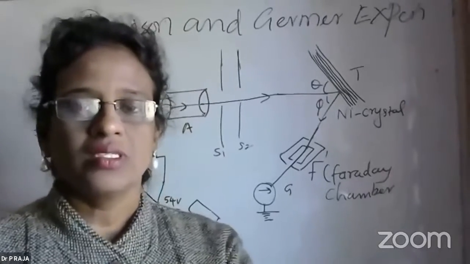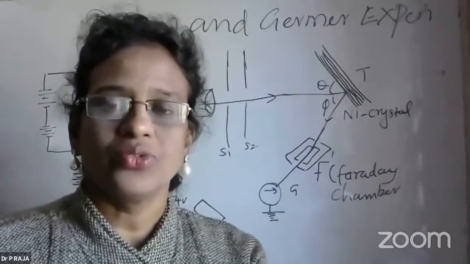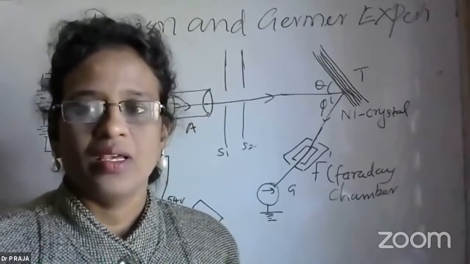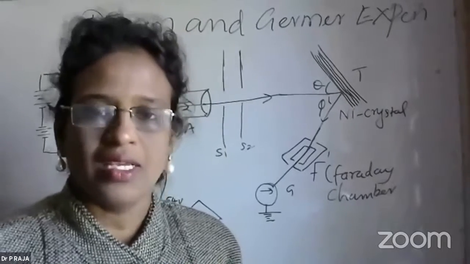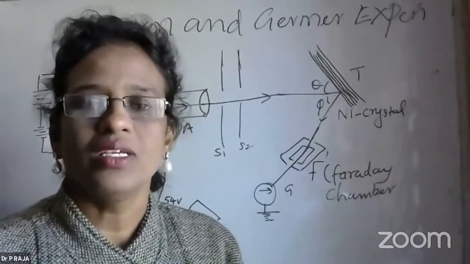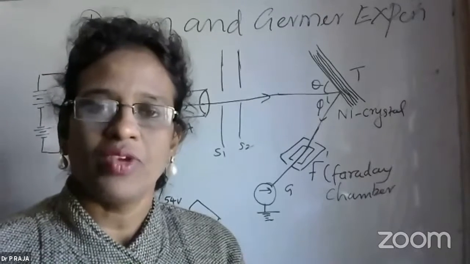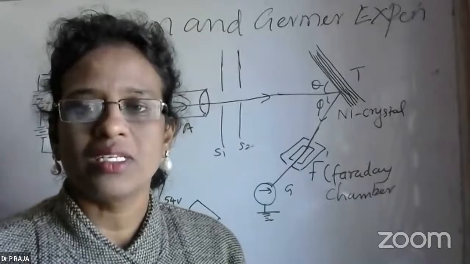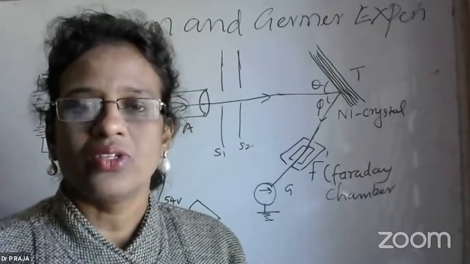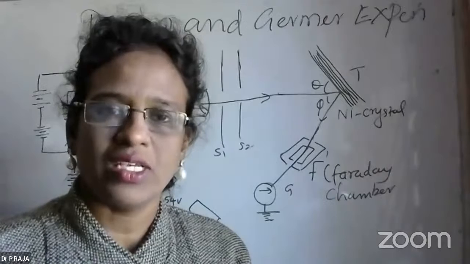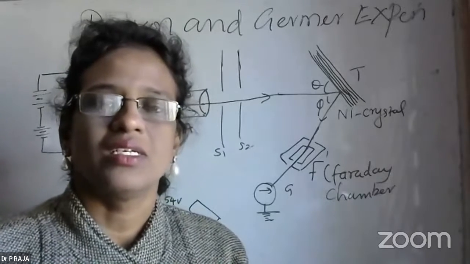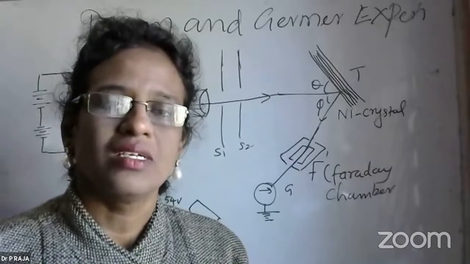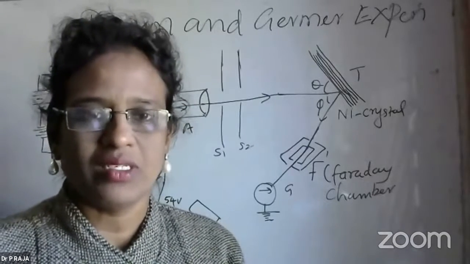Good morning, students. In today's class, we are going to study the Davisson and Germer experiment. This experiment was done in order to prove the wave nature of the electron. Electron is also a particle. How the electron behaves as a particle as well as a wave is explained in the Davisson and Germer experiment.